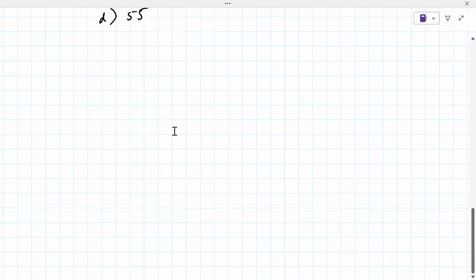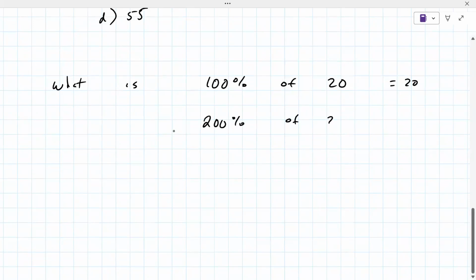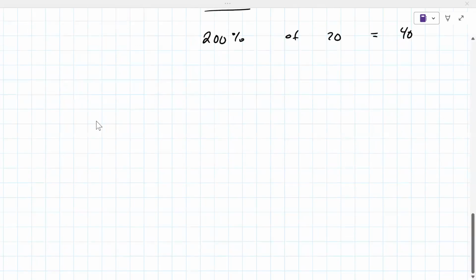All right. So let's start with something pretty basic here. What is 100% of 20? 20. It is 20. What is 200% of 20? 40. So notice that if it's more than 100%, it's bigger than the original number. Keep that in mind as you answer this next question here. Meaning there's probably some answers you can eliminate.